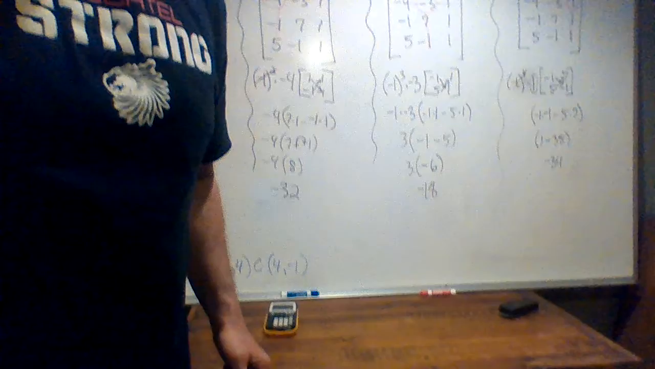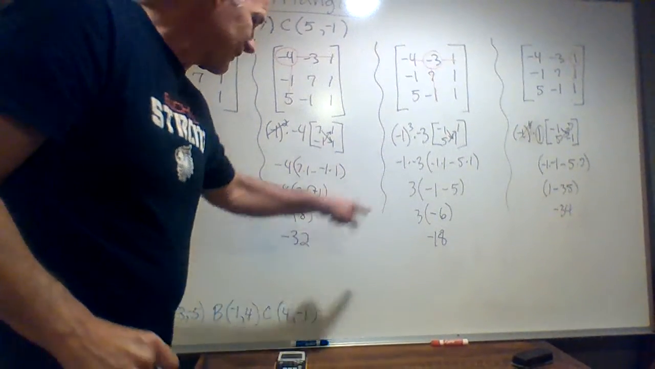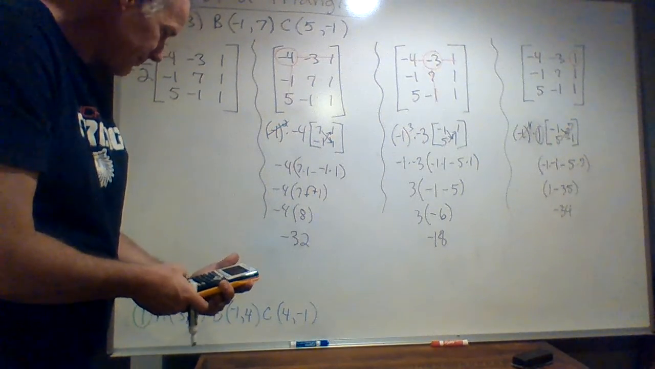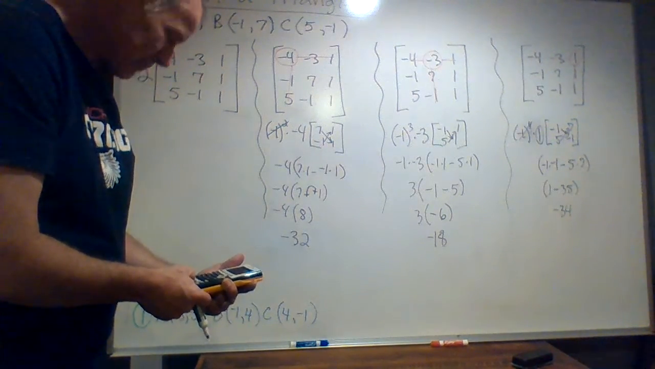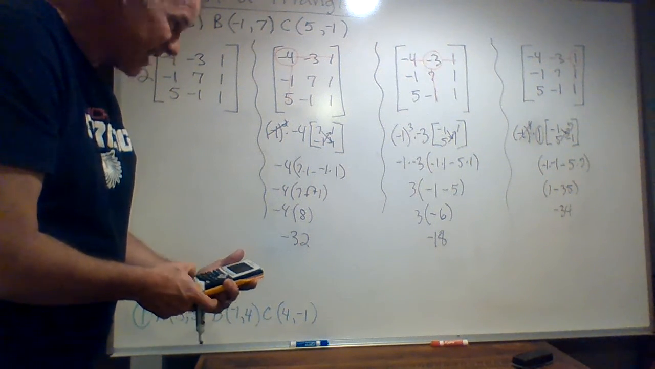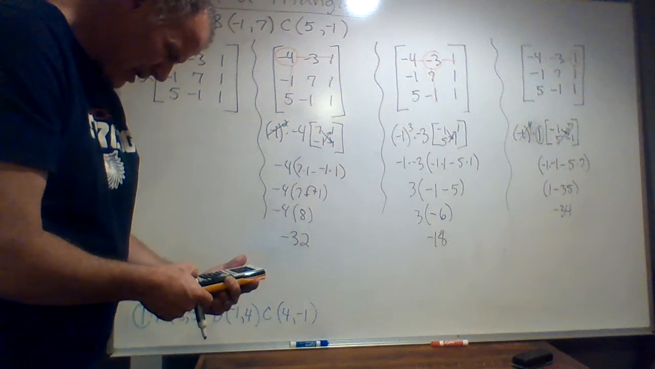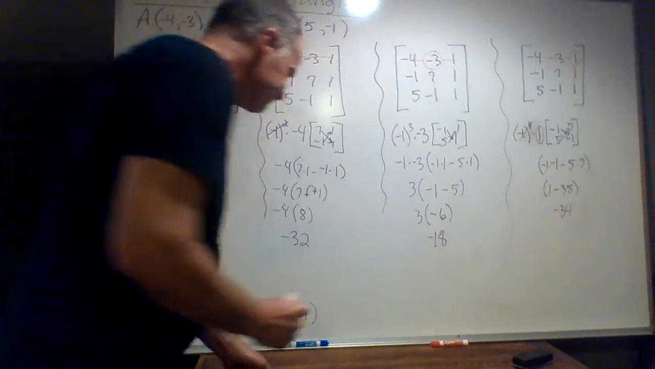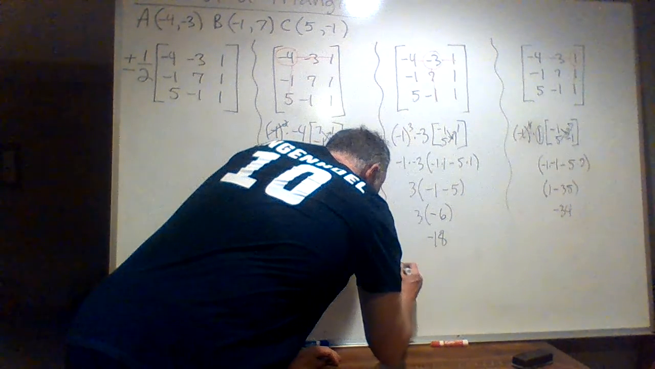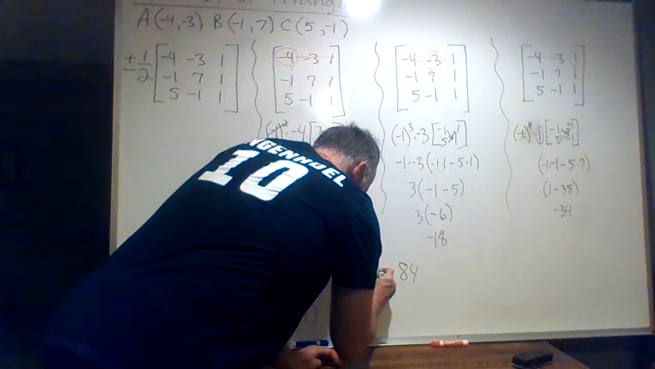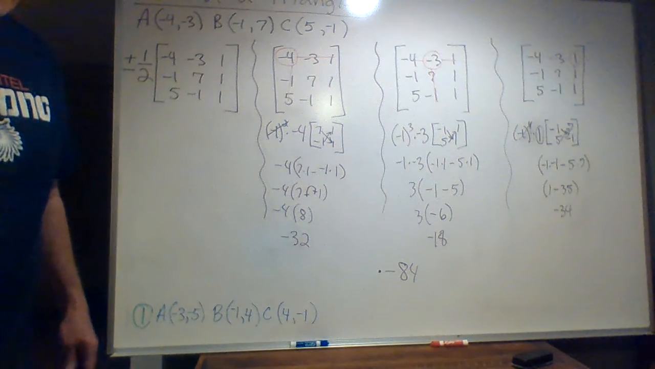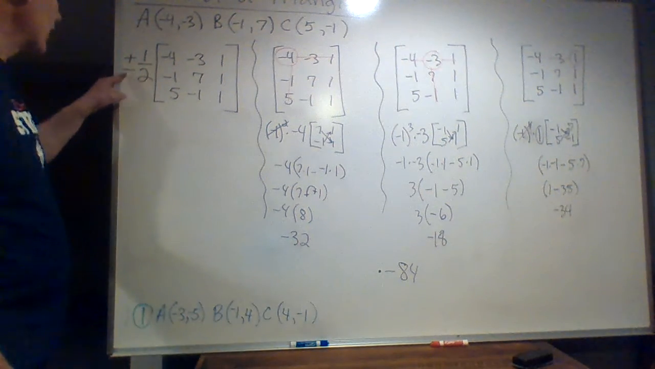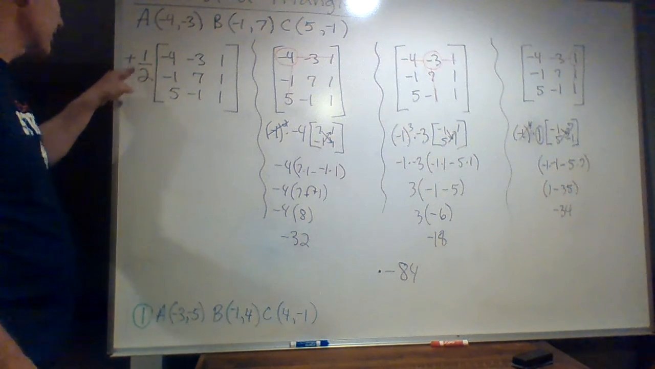Now, remember, we're going to combine the negative 32, the negative 18, and the negative 34. We're going to combine those numbers. So negative 32 plus negative 18 plus negative 34. Boom, negative 84. So negative 84. Now I know all of our answers have been negative, so I guess that's not a huge deal. So again, we're going to need to use a negative 1/2.